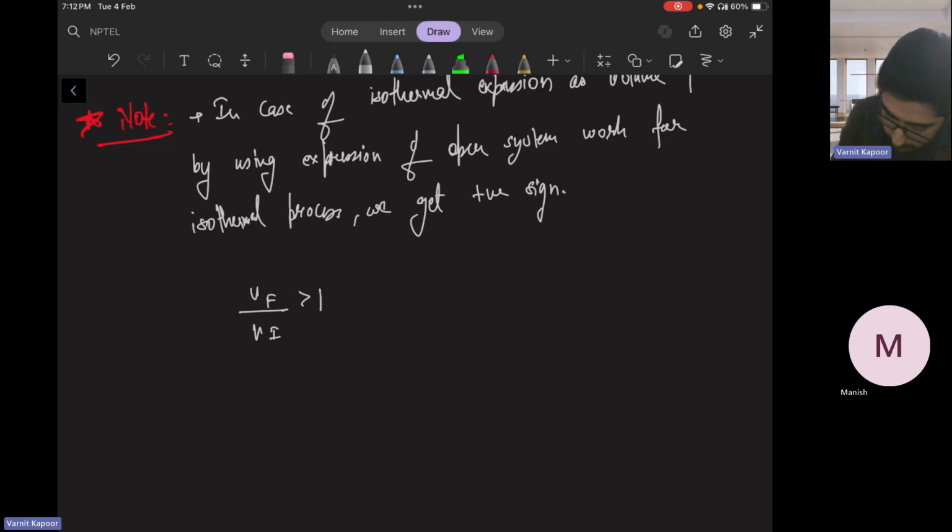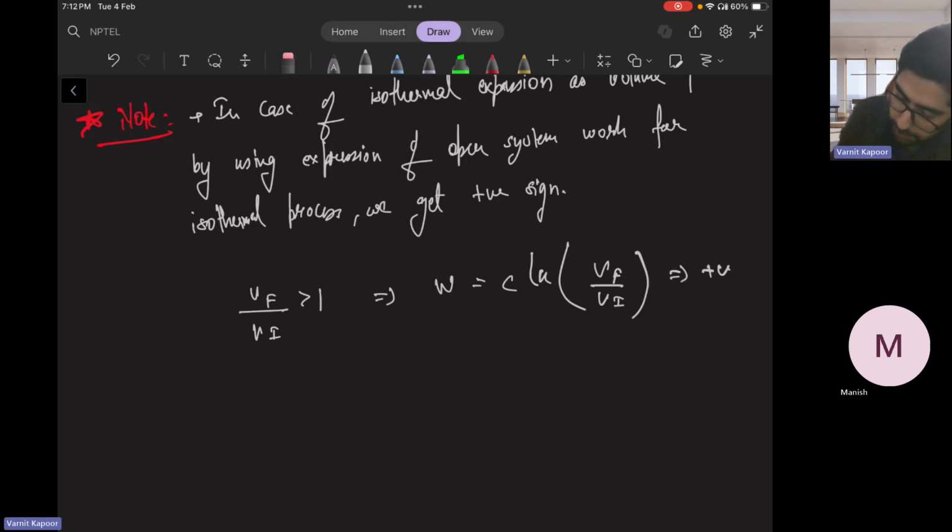So work done, what was the work done? C times ln V final by V initial, which is again positive because it's greater than 1. Log of greater than 1 is a positive value. Also for isothermal process, open system work and closed system work remain the same. We'll prove this again mathematically also. So from the rectangular hyperbola, from the graph of it, from the expression of work, and one other way we can prove that.